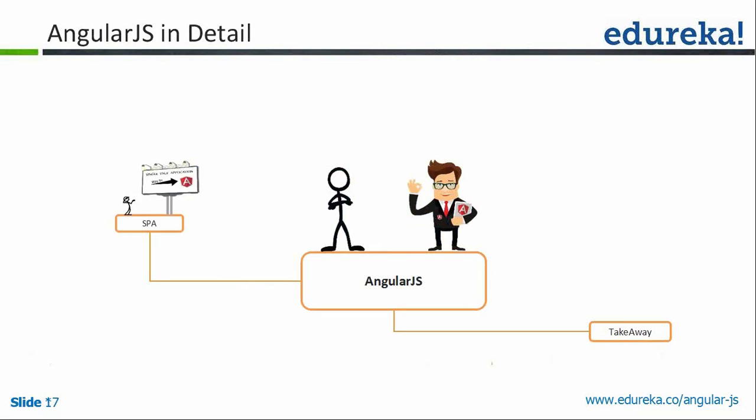Next, AngularJS in detail. Now the basic thing we have seen, what it means by single page application. Okay, now we have to build a single page application using this AngularJS. For that, I need to know AngularJS a bit more. Then only I can build it. So let's see AngularJS features and other stuff.